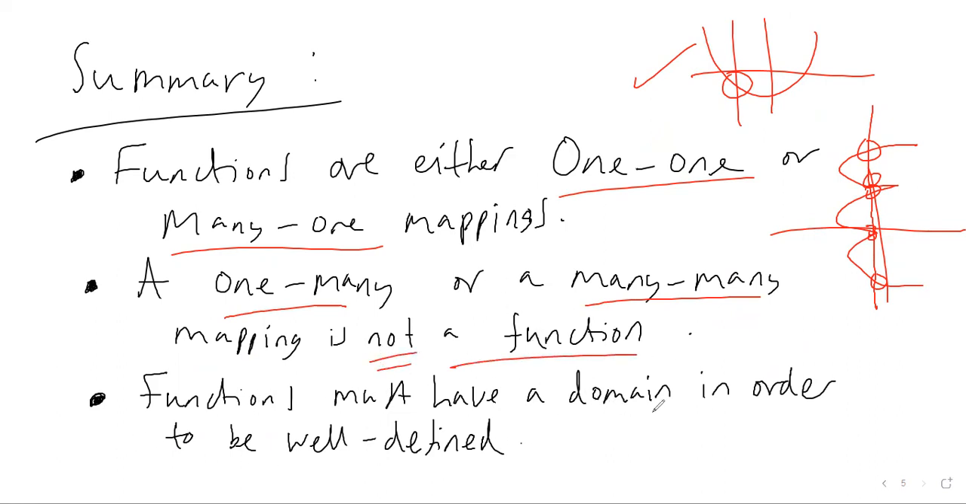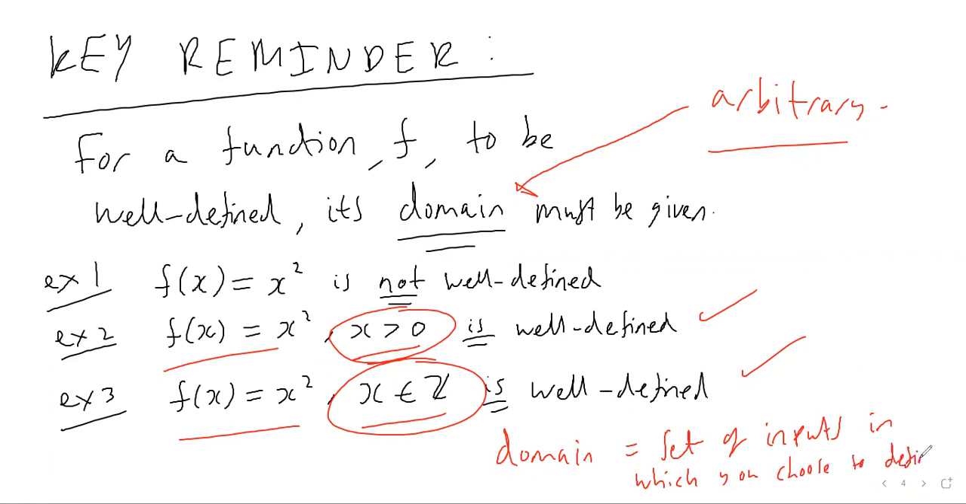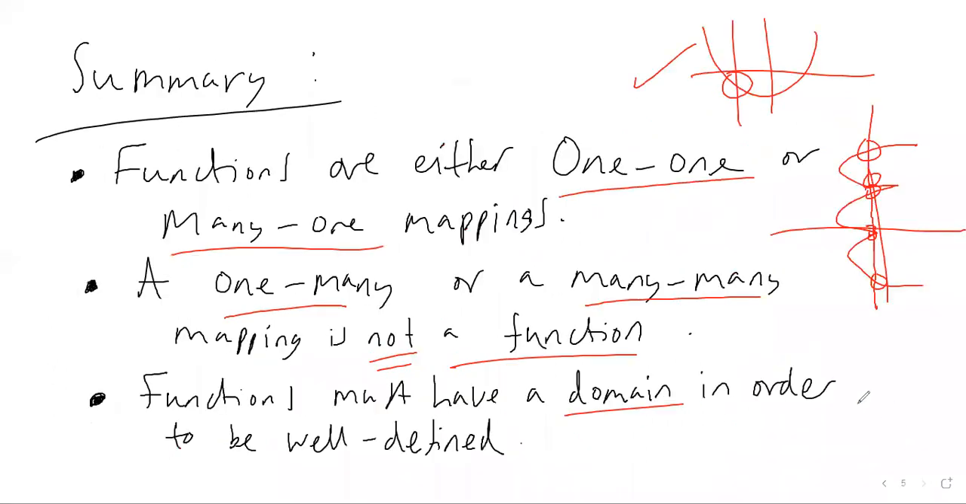And functions must have a domain in order to be well defined. So again, these are domains. Domain just means the set of inputs in which you choose to define your function. If I can just fit that in at the bottom there. So that's what a domain is, just a reminder of that.